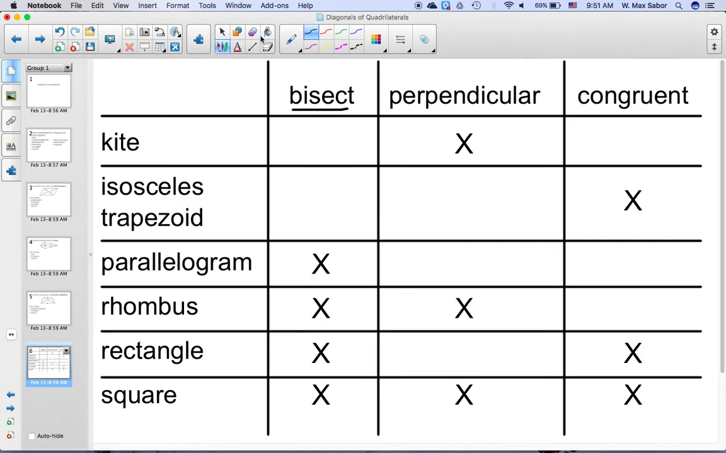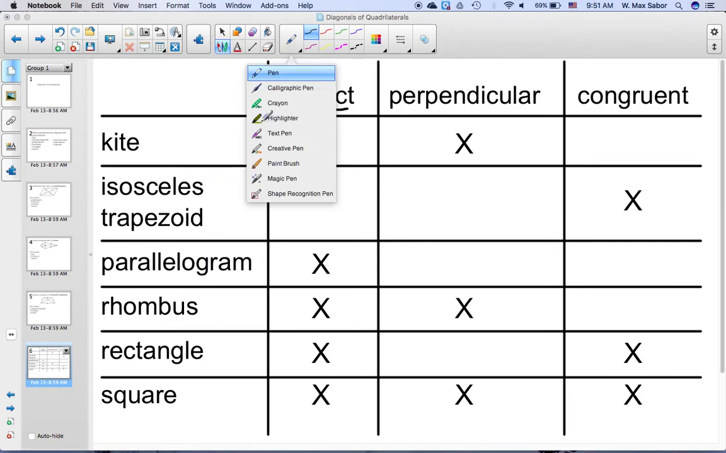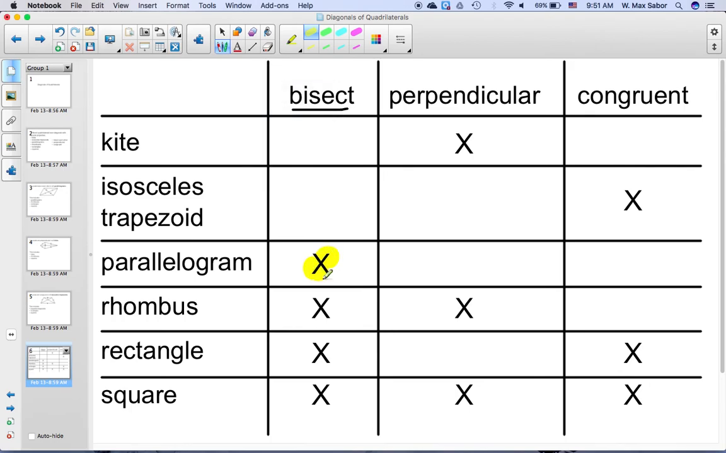Typically, the easiest thing to do is separately know that rhombuses, rectangles, and squares are types of the other three shapes. And then remember that the diagonals bisect each other in a parallelogram, that they are perpendicular in a kite, and lastly, that they are congruent in an isosceles trapezoid.